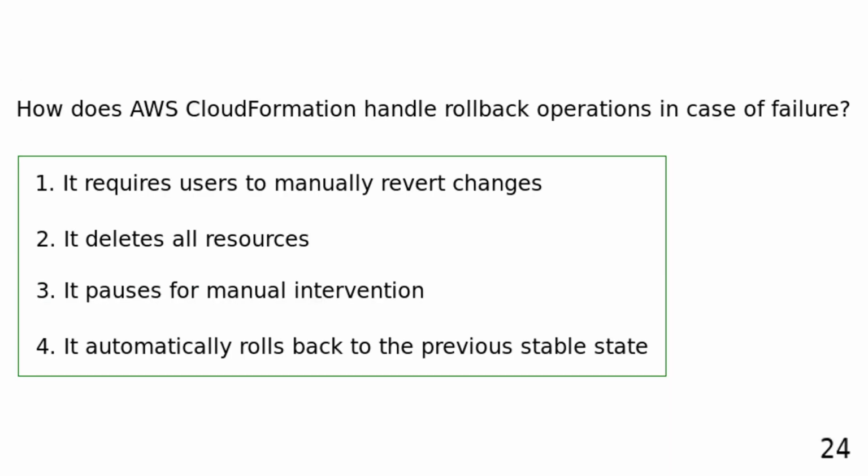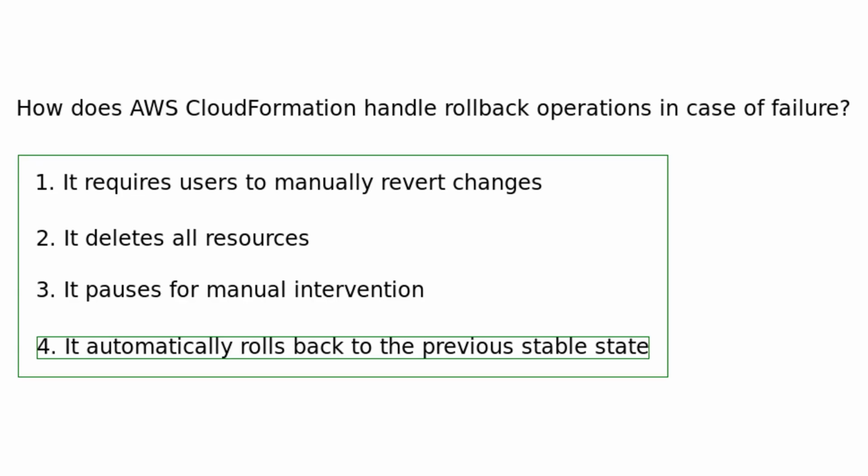How does AWS CloudFormation handle rollback operations in case of failure? It requires users to manually revert changes. It deletes all resources. It pauses for manual intervention. It automatically rolls back to the previous stable state. In case of a failure during resource creation or update, AWS CloudFormation automatically rolls back to the previous stable state to avoid leaving the stack in an inconsistent state.